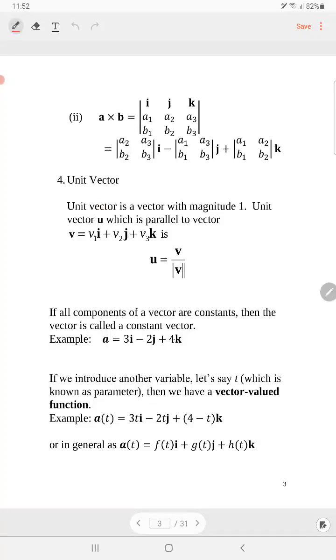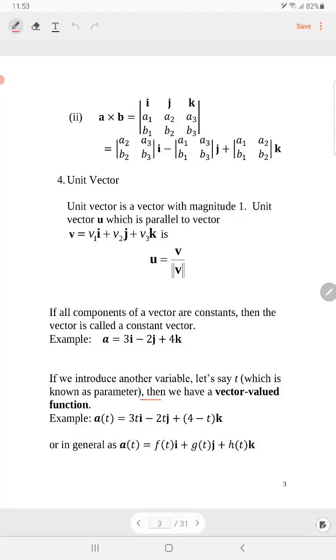Okay, now if all the components of the vector are constants, then that vector is called a constant vector. This is an example of a constant vector. We have A equal to 3i minus 2j plus 4k. As you can see, all the components are constants. Then vector A is known as a constant vector.